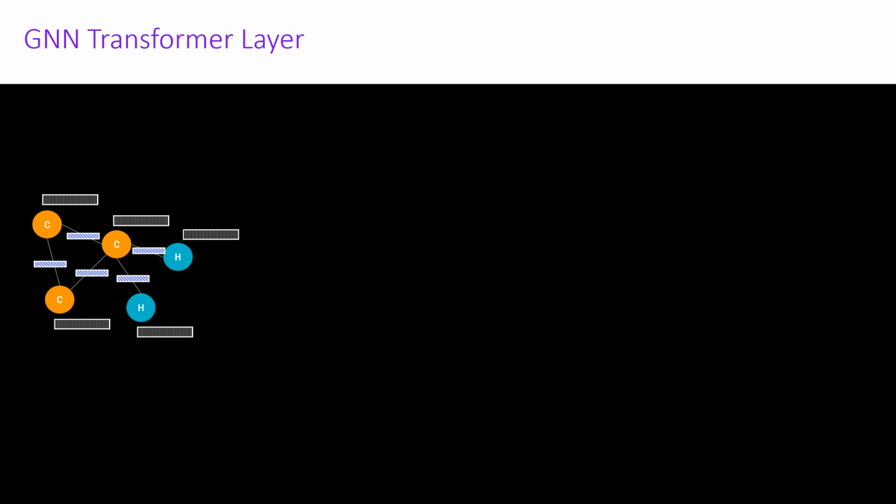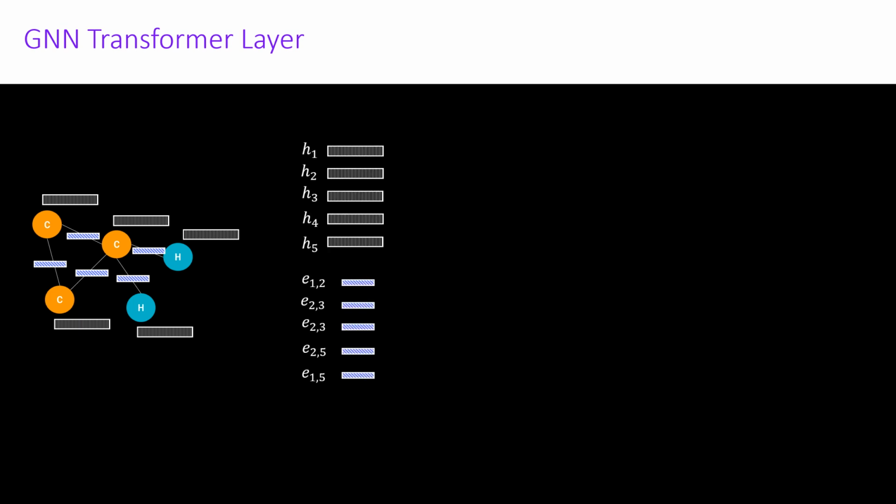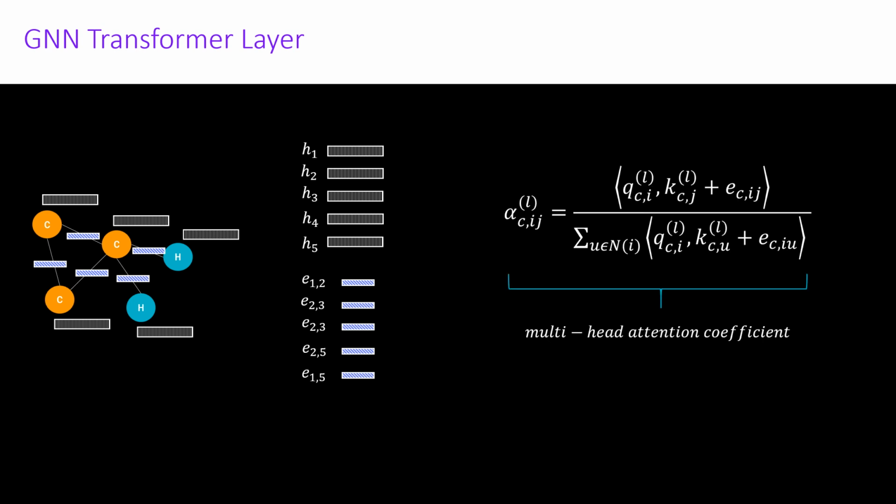We have a simple graph with node and edge features that are denoted as follows. The attention weights between nodes are calculated according to this formula. This is the attention weight alpha between node I and J. C stands for the attention head index, so for the case of multi-head attention. For simplicity, we can just ignore it now and think of a single-headed attention mechanism.